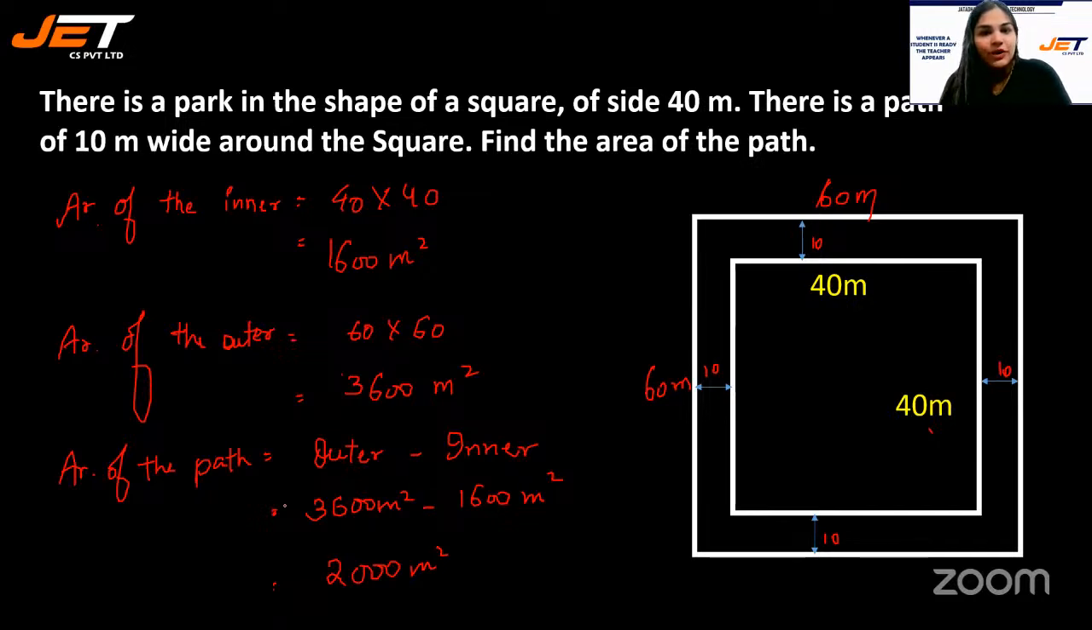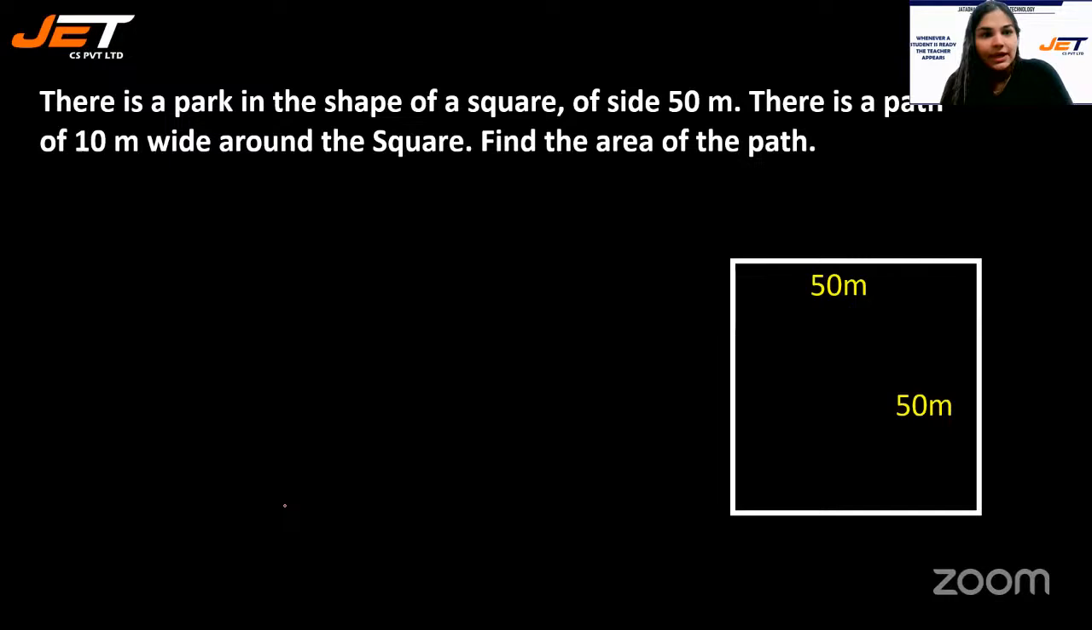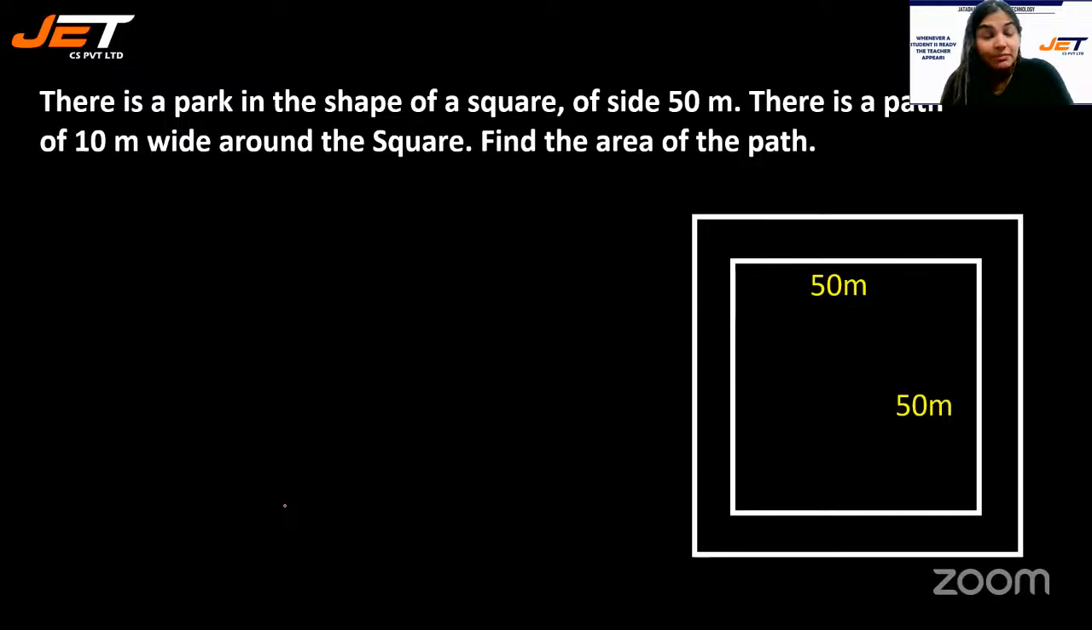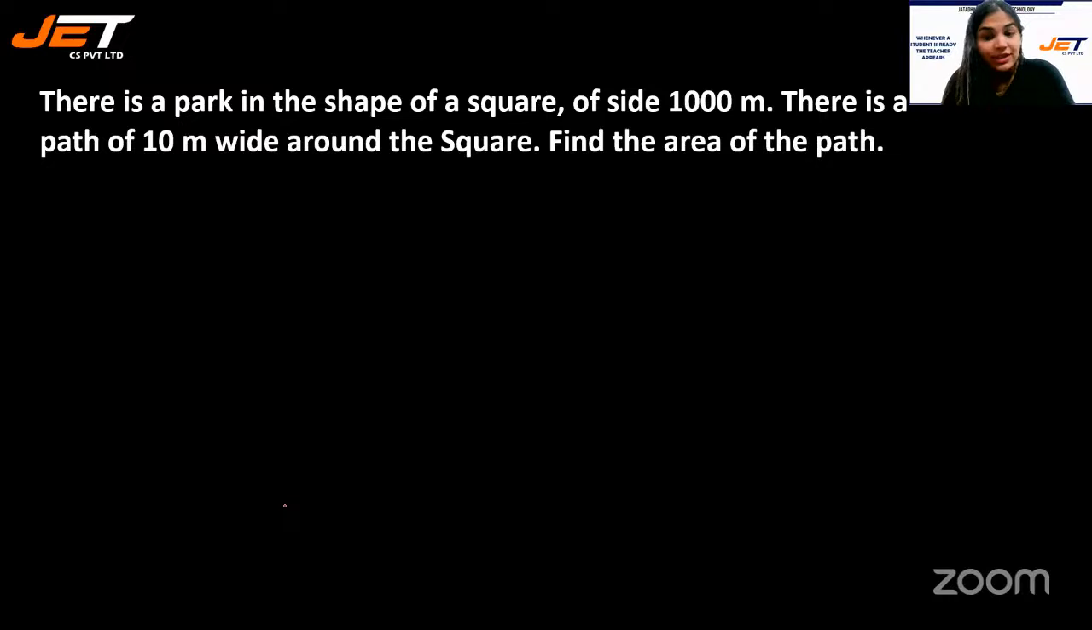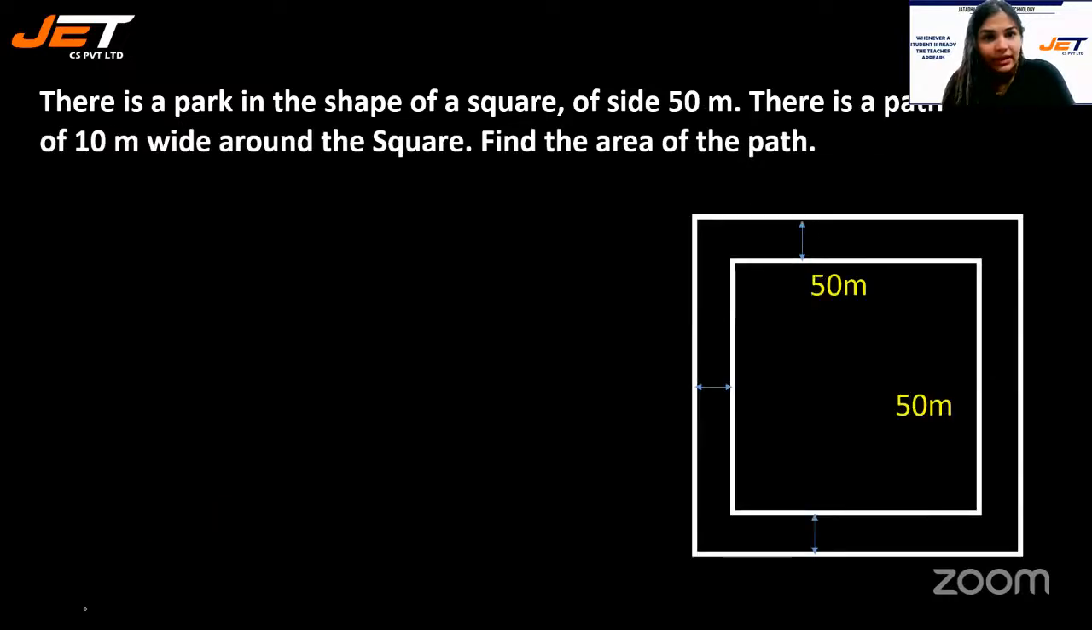Right? Let's move on to the next question, dear children. There is a park in the shape of a square again, of side 50 meters. There is a path of 10 meters wide around the square. Find the area of the path. The same question, just the measurements are different. Come on, do it.